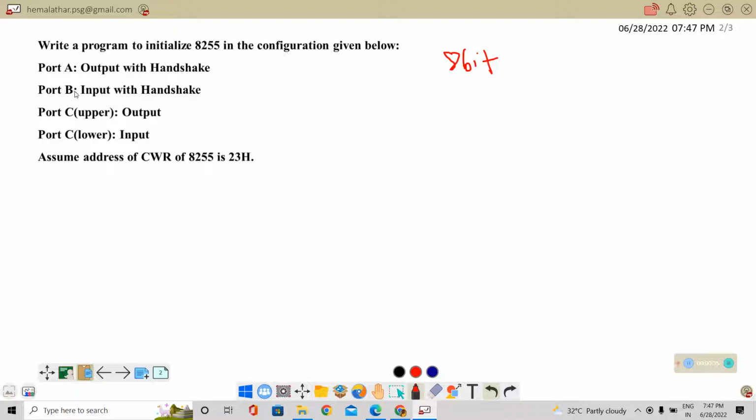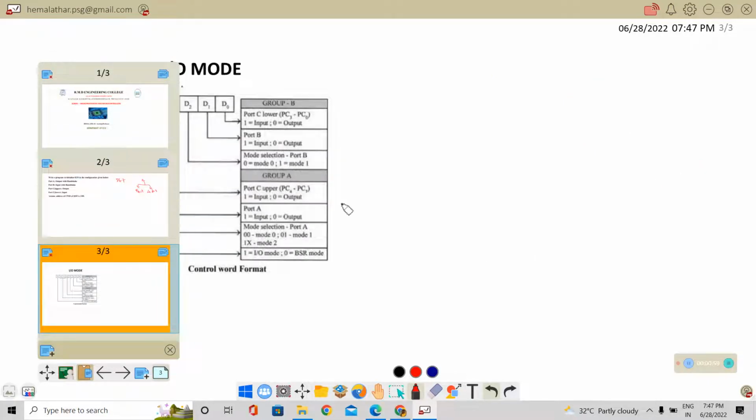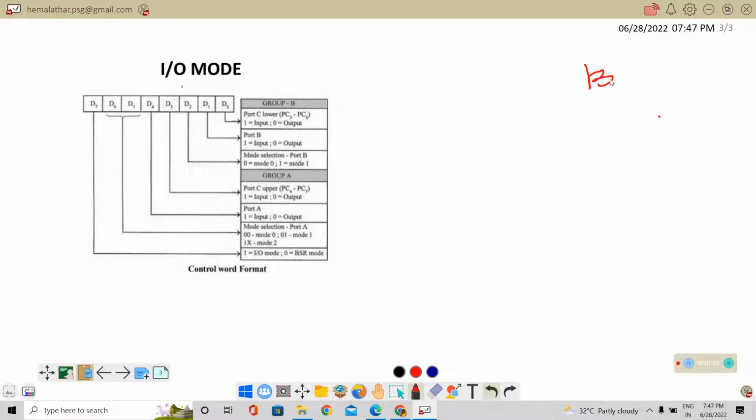Your port A and port B each carry 8 bits, and your port C, this 8-bit, is divided into two 4-bit parts, that is, port C lower as well as port C upper. And this 8255 has two different modes. One is called BSR mode, bit set reset mode. The other mode is called input and output mode.